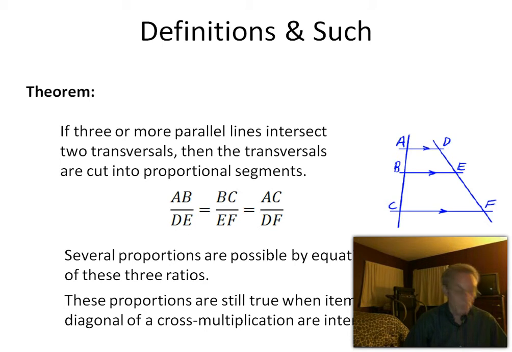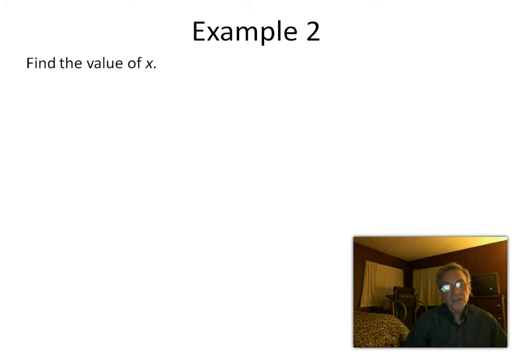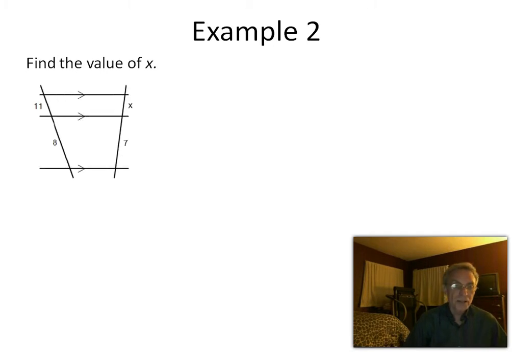Okay, so basically what they're saying is you can exchange the means or the extremes, either one. So let's see what we can do to find x in this problem here. What we've got is this diagram. That leads us to this proportion, which is 11 to x is equal to 8 over 7.